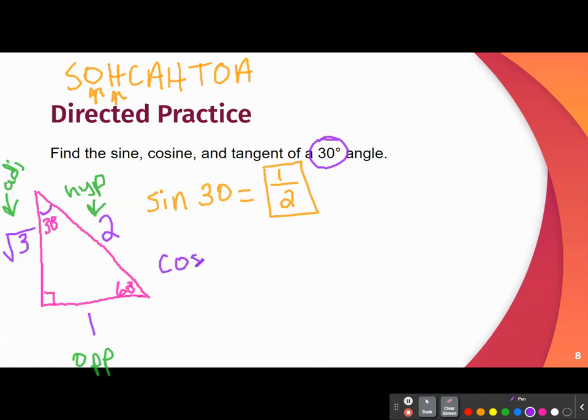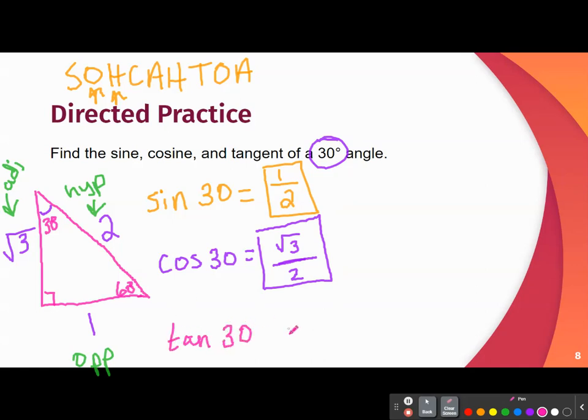What about for cosine of 30, Grace? And what would that look like? Anything I need to do to reduce that? Nope, there's nothing I can do. The radical's on the top, so I'm good. And the last one is tangent of 30. Abby, what would that look like?